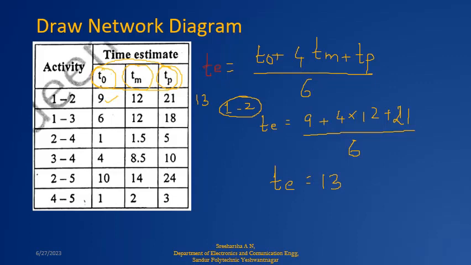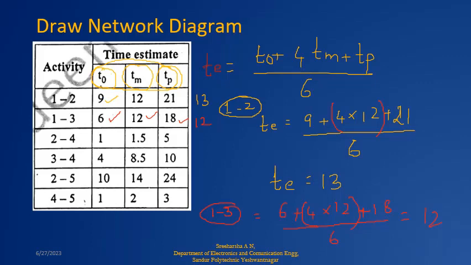Okay. So then, what about the next one? That is 1 to 3. Again the same thing. Here TO is 6, plus 4 into TM, which is 12, plus TP is 18, and I am taking this and dividing by 6. If you calculate this, you will get the total as 12. So I will write this 12 here.